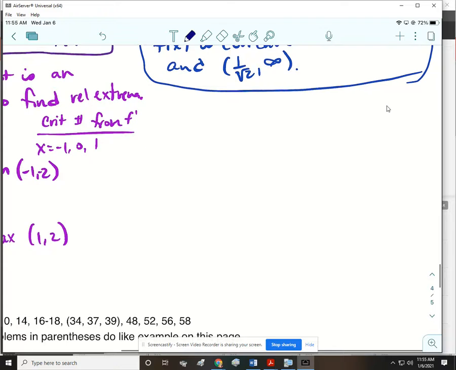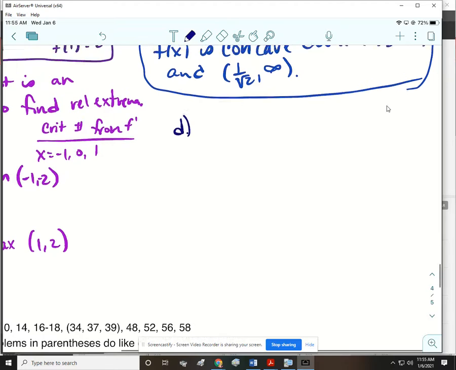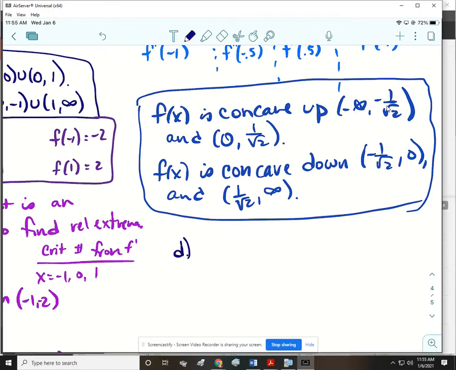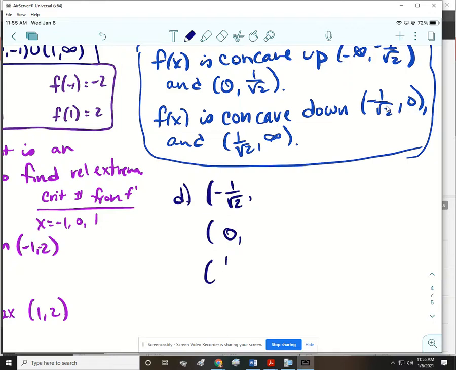All right, D asks us to find the point of inflection. So the point of inflection occurs when a function changes concavity, and this function changes concavity several times. So the function changes concavity at negative 1 over the square root of 2, at 0, and at 1 over the square root of 2. All right, and then just because these are kind of crazy numbers, I just use the calculator to find the y.